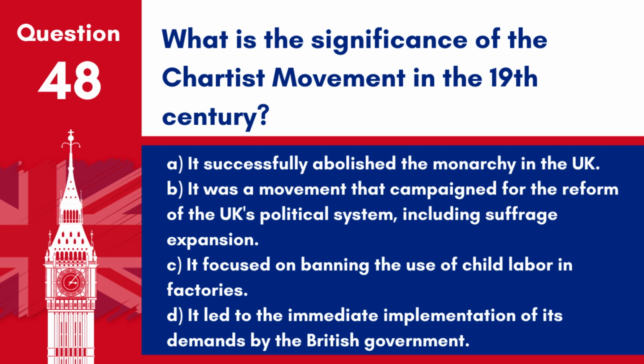Question 48. What is the significance of the Chartist movement in the 19th century? A. It successfully abolished the monarchy in the UK. B. It was a movement that campaigned for the reform of the UK's political system, including suffrage expansion. C. It focused on banning the use of child labour in factories. D. It led to the immediate implementation of its demands by the British government.